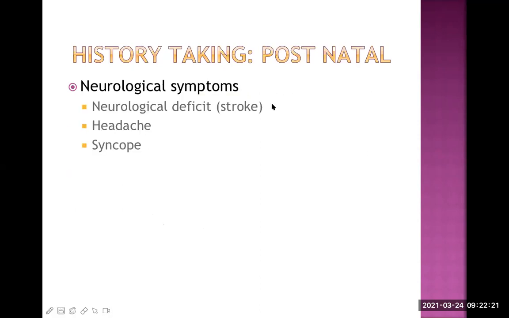Now, neurological symptoms should be asked, like neurological deficit or stroke. If the baby is very small, we should try to get the data or report from the hospital. Probably because of this condition the baby was admitted there, or during the admission the baby developed these things, isn't it? So this is the way of taking a history here. Now, the neurological symptoms are stroke, headache, and syncope.